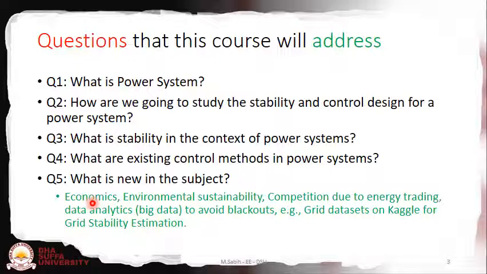We have heard that economics and environmental sustainability are affecting, and also the energy trading is giving us a competitive environment. But our focus will be mainly on the data analytics and utilization of big data and how we can use it to avoid blackouts. For that purpose, for example, some data sets are available. The grid data sets available on Kaggle for the grid stability estimation, so we will explore that as well. So these are 5 basic questions.